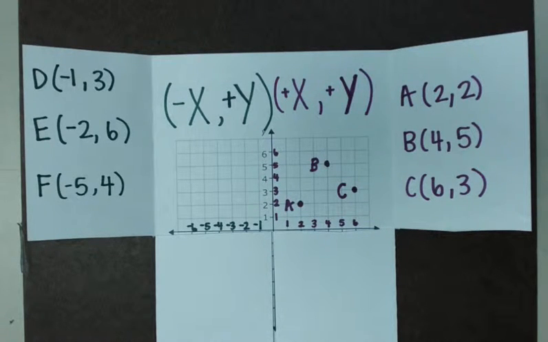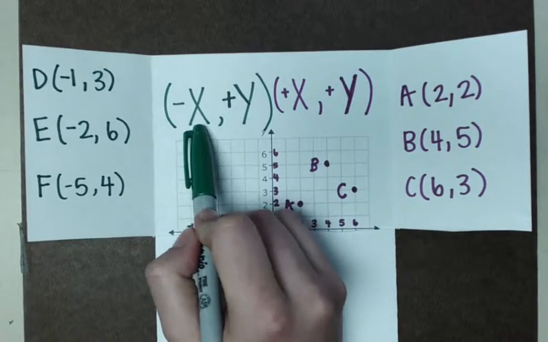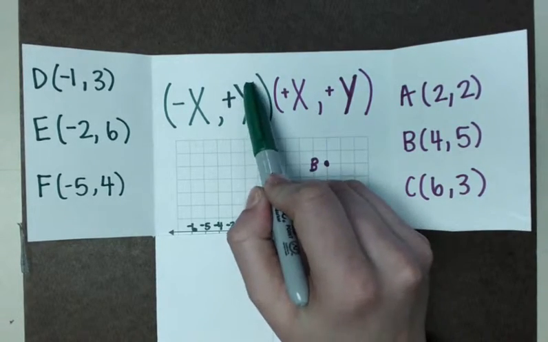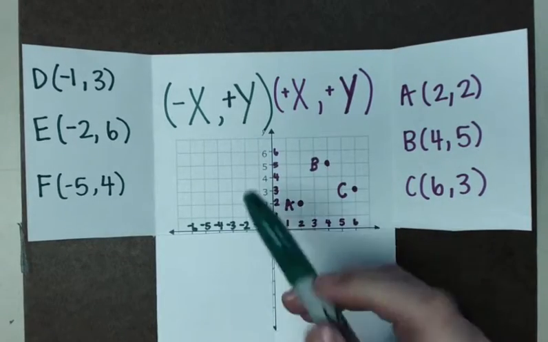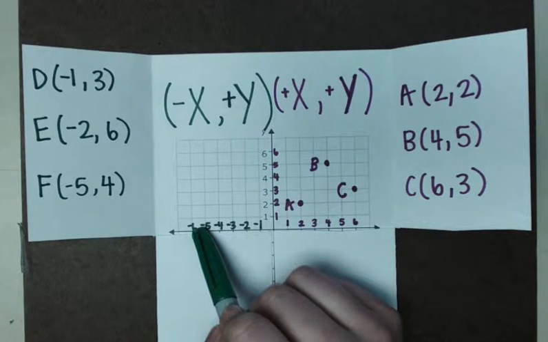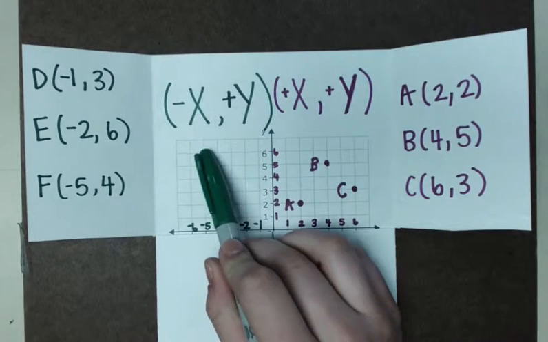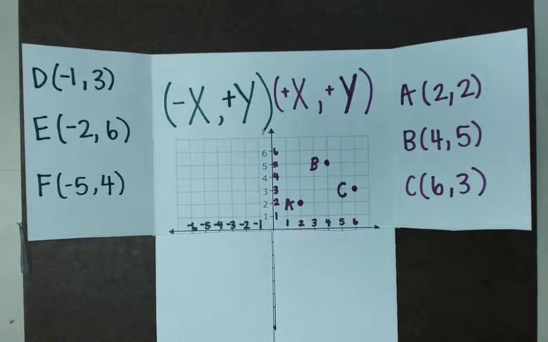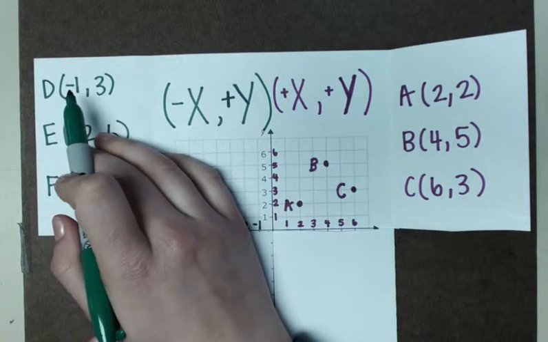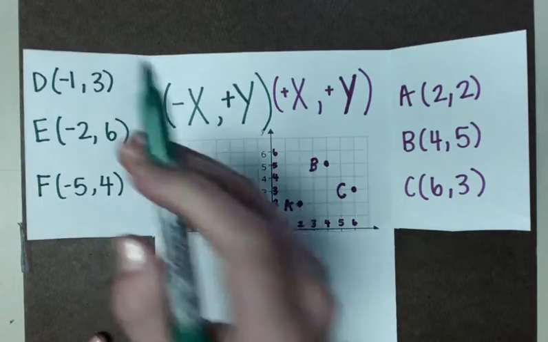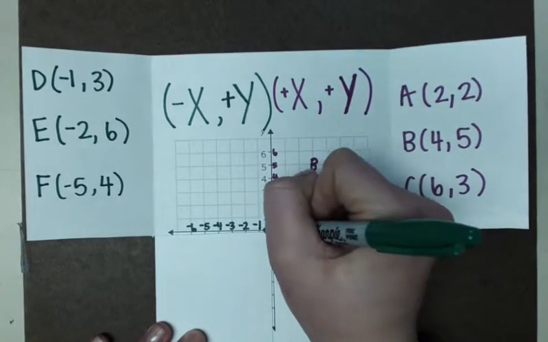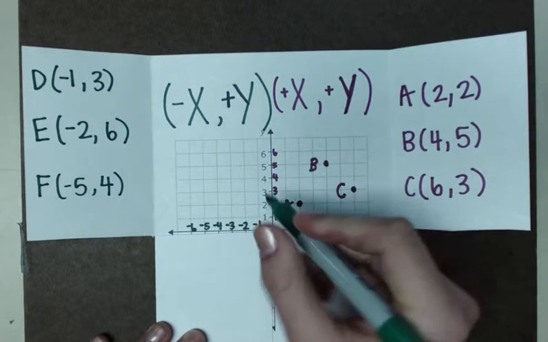Okay, so for quadrant 2, notice that our x is a negative now instead of a positive, but our y is still a positive. So whenever we plot our points, we're going to go left because that would be negative x, and we're going to go up for a positive y. So let's plot our points. So our first one, D, negative 1, positive 3. So our x is our first point. So negative 1 right here, and then we're going to go up 3.